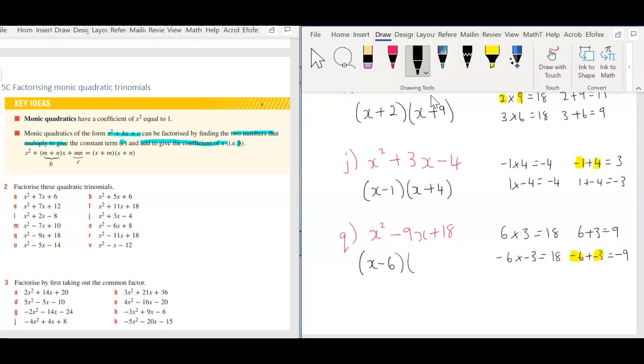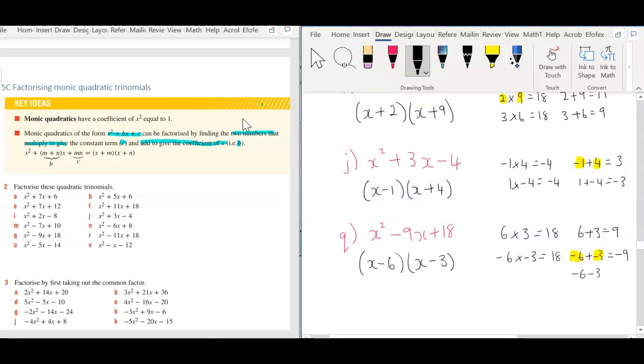Now you're probably wondering why I wrote plus and negative. Just so we could see that it was a negative 3, I guess. There's nothing wrong with writing plus and negative 3. If I was to go on, like this is my side working, I would actually write negative 3, but I wanted you to see that the two numbers are negative 6 and negative 3.